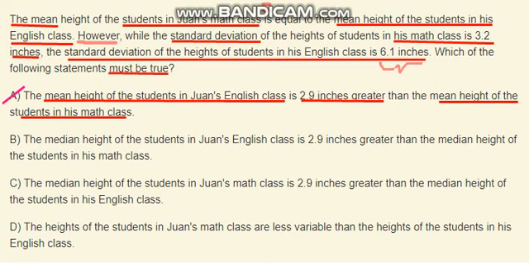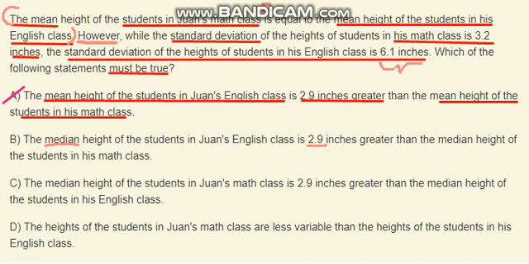So this is wrong, and I'm going to assume that this one is wrong as well, because it's 2.9 inches, but we'll get to that later. So the first one is wrong, because even though your standard deviations are different, that does not change the mean height. The mean height, we said in the first sentence, is equal to the English class. So this is wrong.